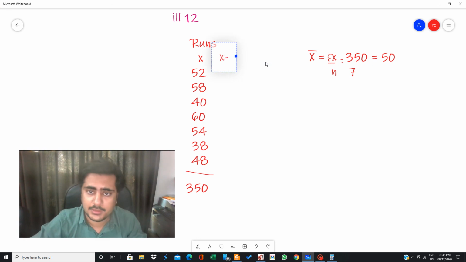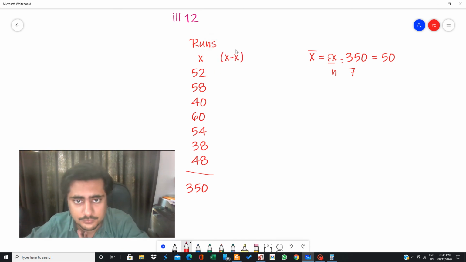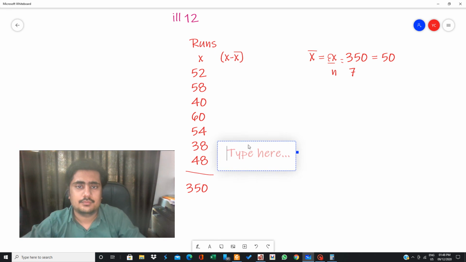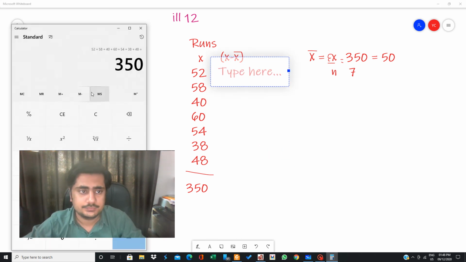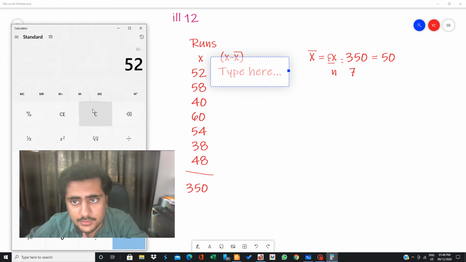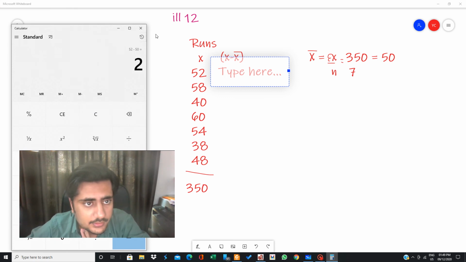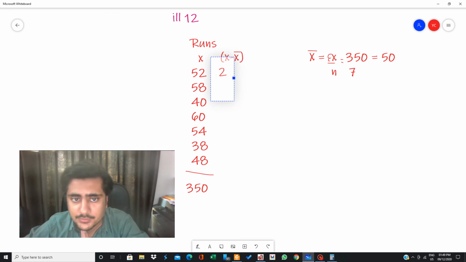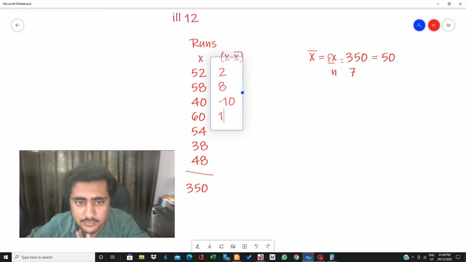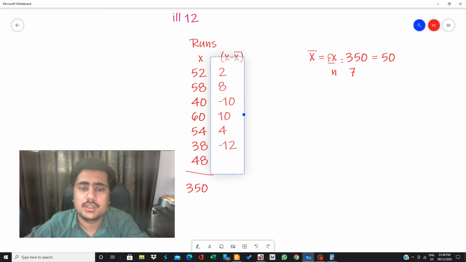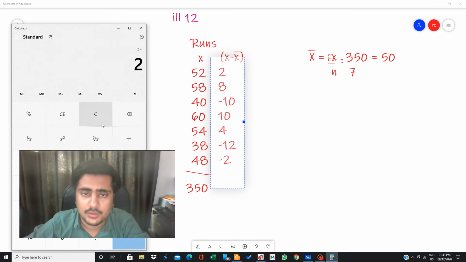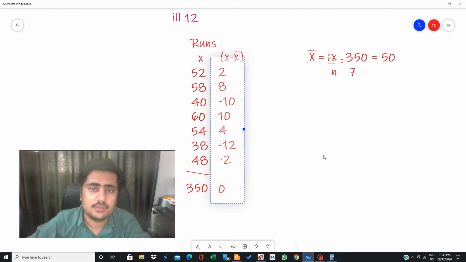That is to find X minus X bar. So 52 minus, X bar is 50, 52 minus 50 is 2. 58 minus 50 is 8. Minus 10. 10. 4 minus 12. Minus 2. As I told you, please check this X minus X bar so that we are sure that we are going on the right track. Total must be 0. If it doesn't come 0, then you have made some mistake somewhere.